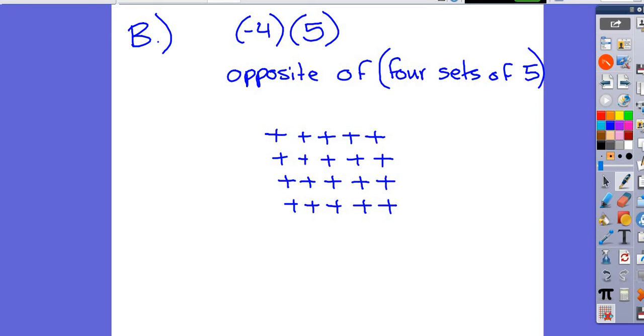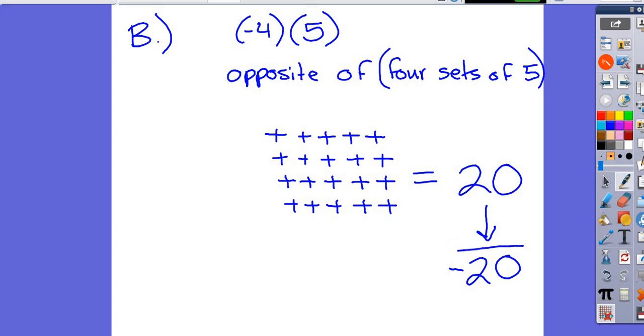There's 4. How many positives do I have listed here? 20. Have I taken the opposite of that yet? No. So what is the opposite of 20? Negative 20. So what is my answer for negative 4 times 5? Negative 20. And that's probably how I would go about working these. I would draw either my plus or minuses out, and that's how I would take my opposites.